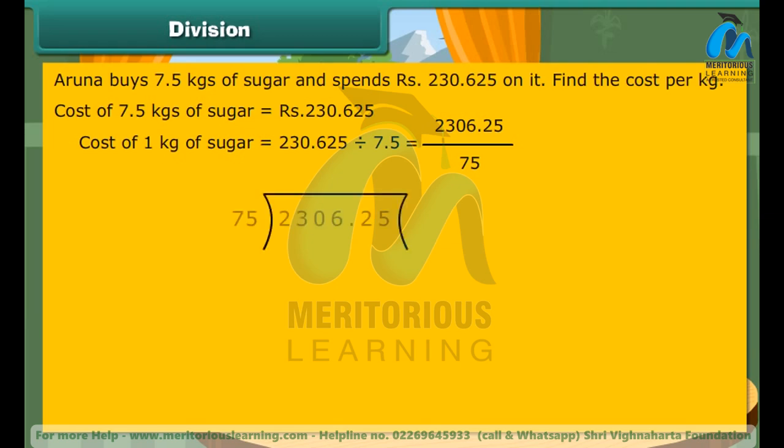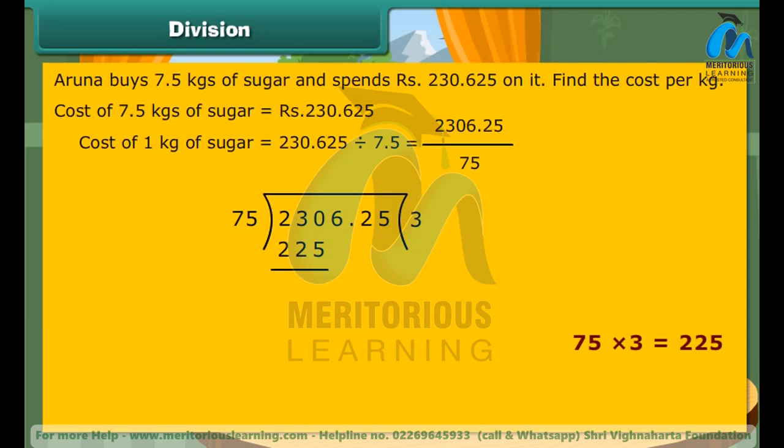A multiplication by 10 shifts the decimal point to the right by 1. Now we divide 2,306.25 by 75. Write the two numbers down as shown. Take the first two digits of 2,306.25 together, that is 23. 23 is too small to hold 75. Now consider the first three digits together, 230. 230 is big enough to hold 3 times 75, that is 225. Therefore, write 3 on the right and 225 beneath 230.